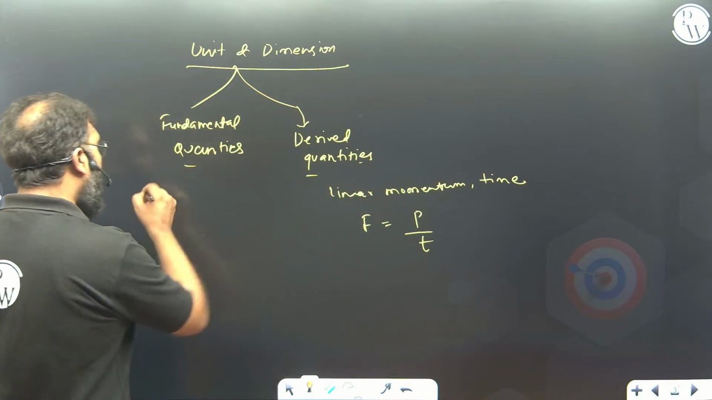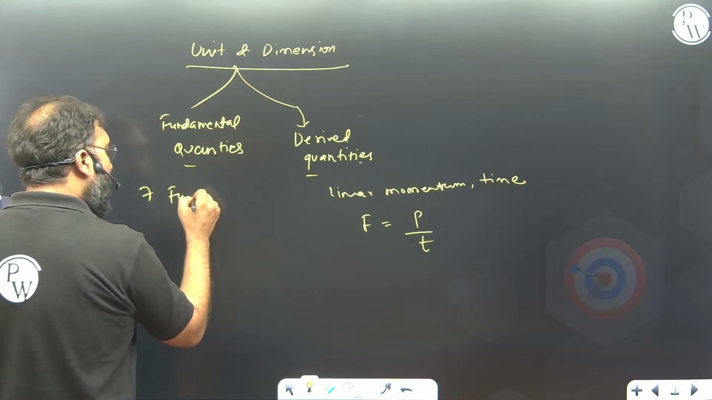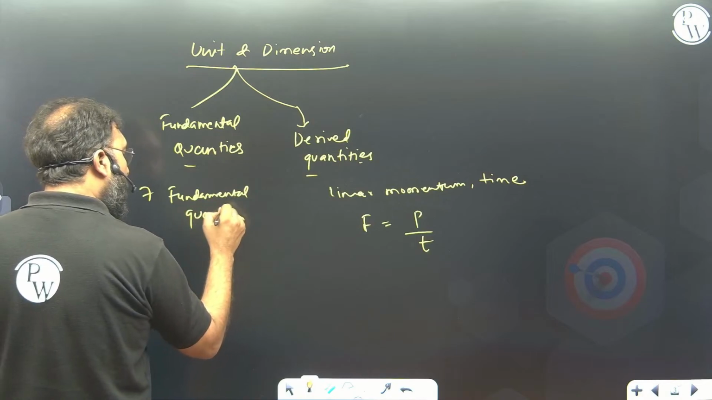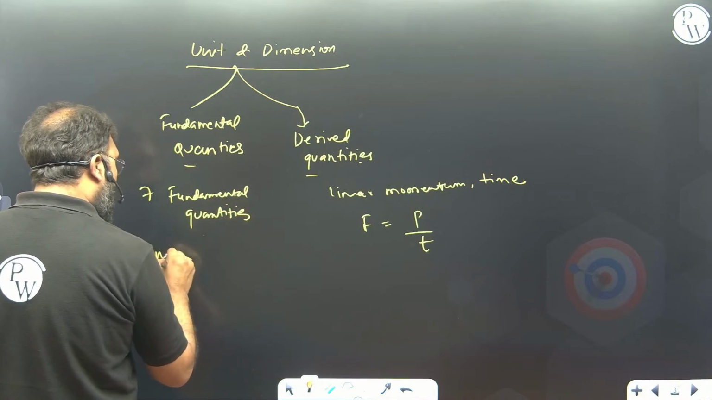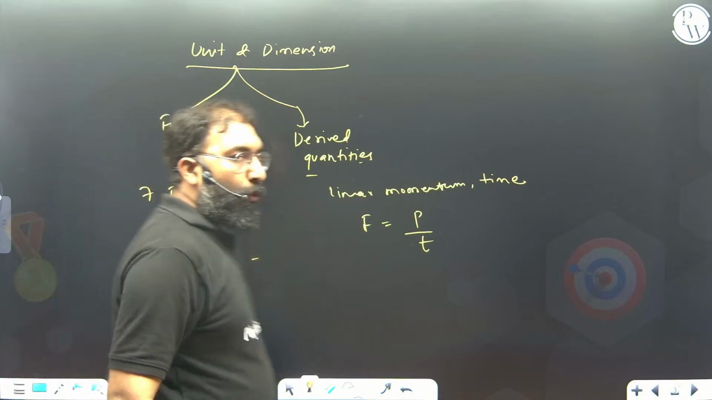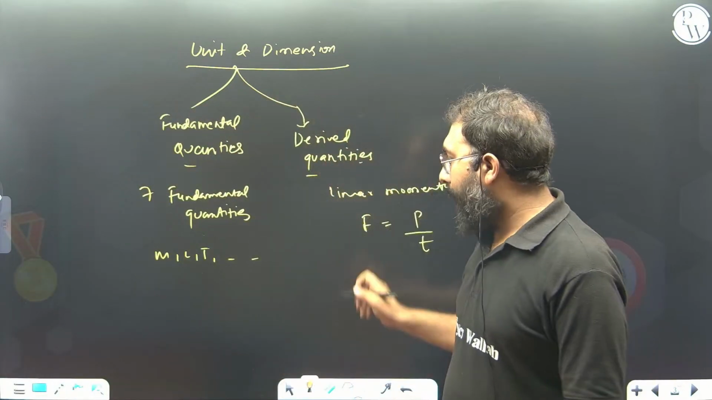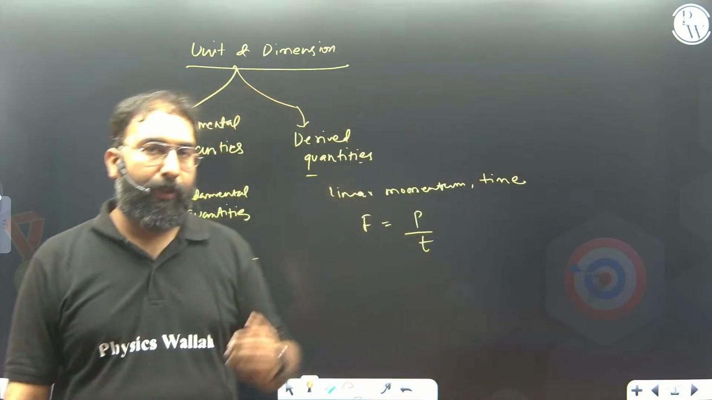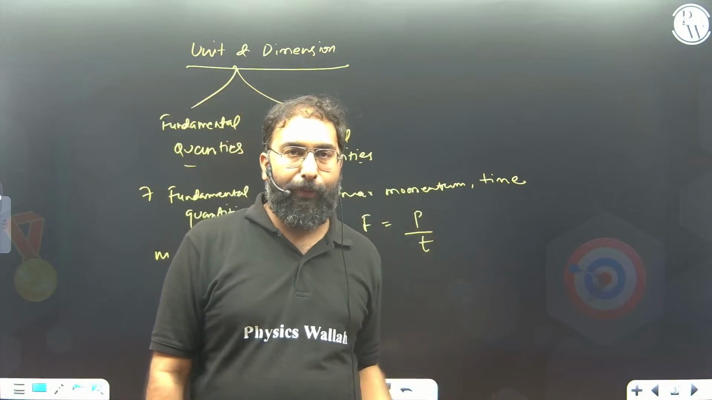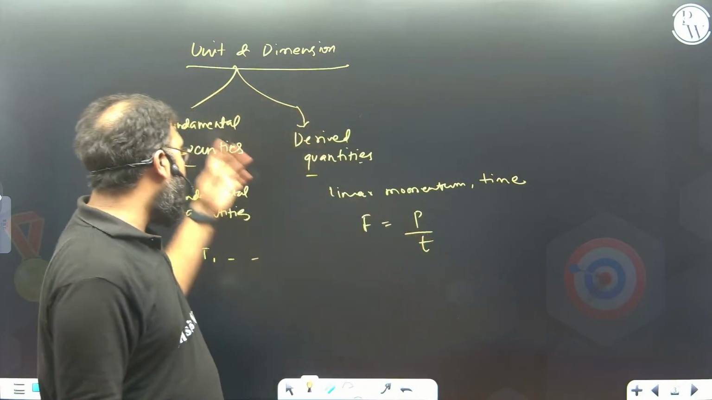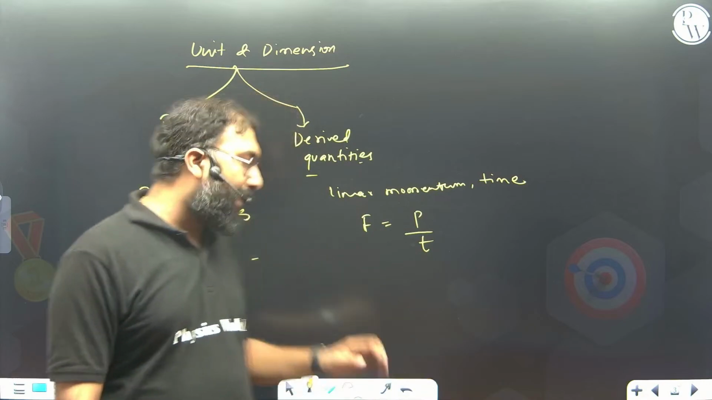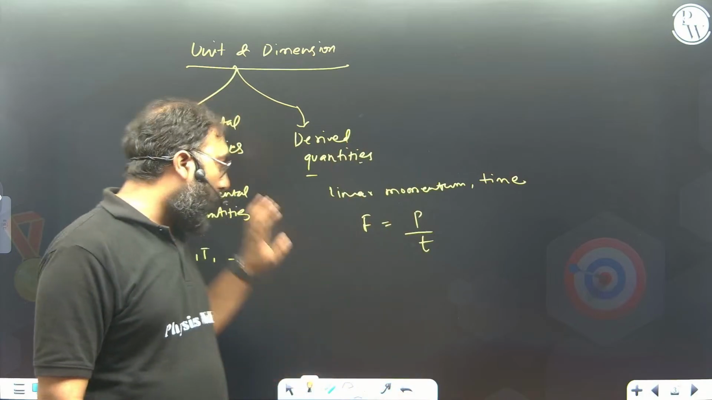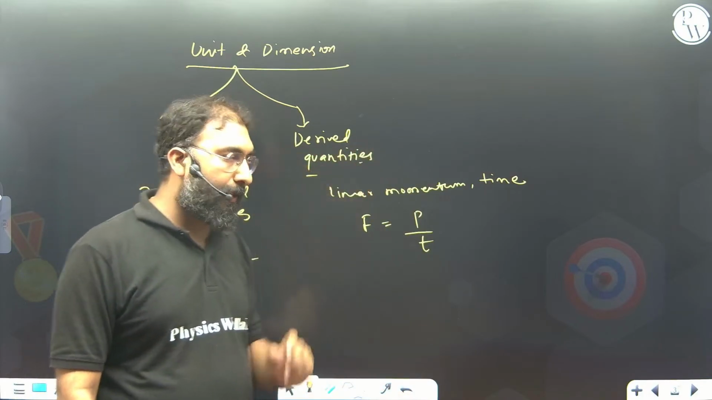If you can remember, we have a total of 7 fundamental quantities, like mass, length, time and so on. Then we have a large number of derived quantities. As we go through physics, we come across different physical quantities, and those can be derived from these fundamental quantities. So these 7 quantities can be used to derive all the other quantities. I'm calling these fundamental and those derived quantities.